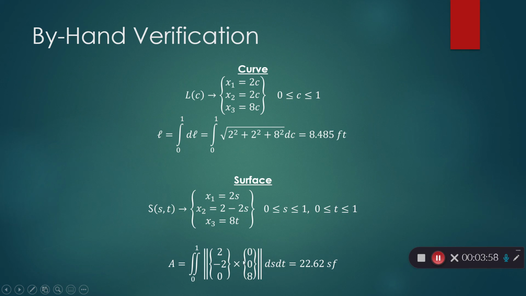Then you take the cross product of those vectors, you end up with 0, -16, -16. Take the norm, and then the double integral with respect to s and t from 0 to 1, and you end up with 22.62 square feet, which is also exactly what I got in the MATLAB code.